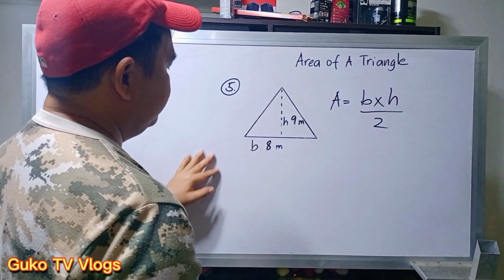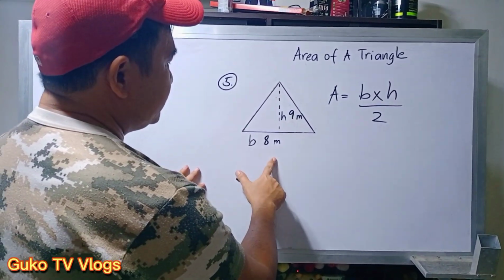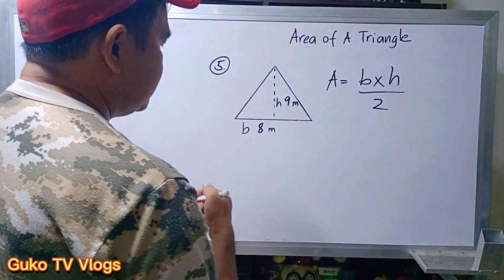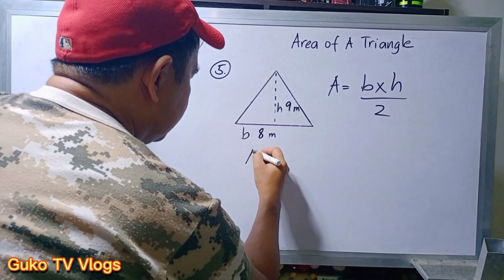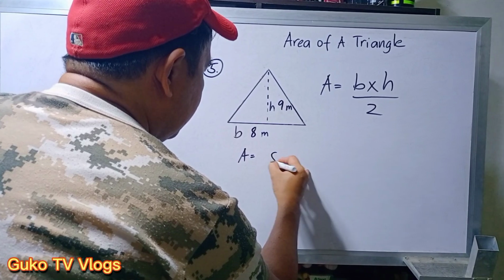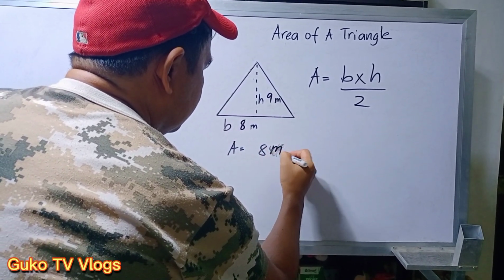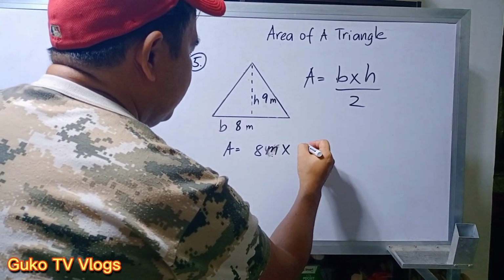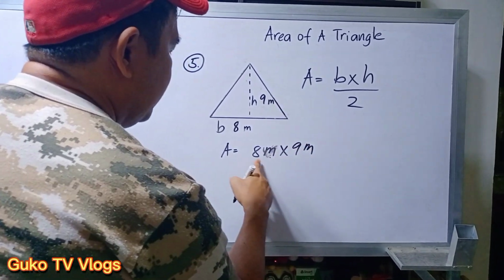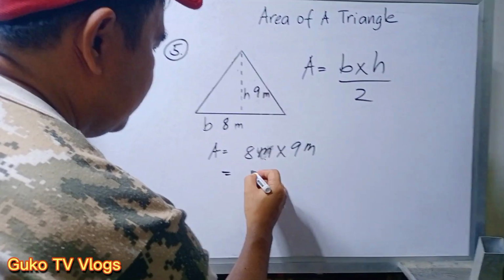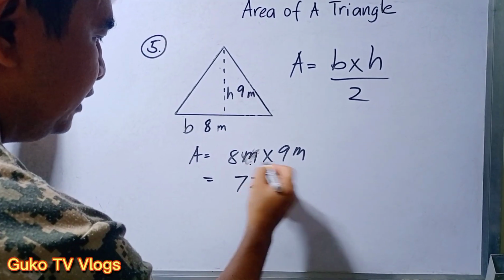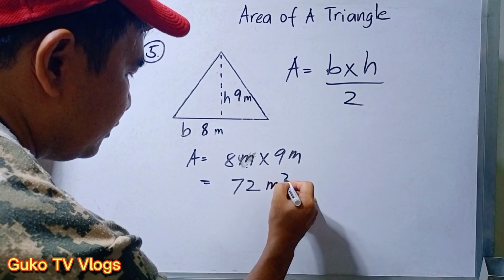Example number 5. The base is 8 meters and the height is 9 meters. Let's compute the area of this triangle. So 8 meters multiplied by 9 meters. So 8 times 9, that is 72. Then meters times meters is meters squared.